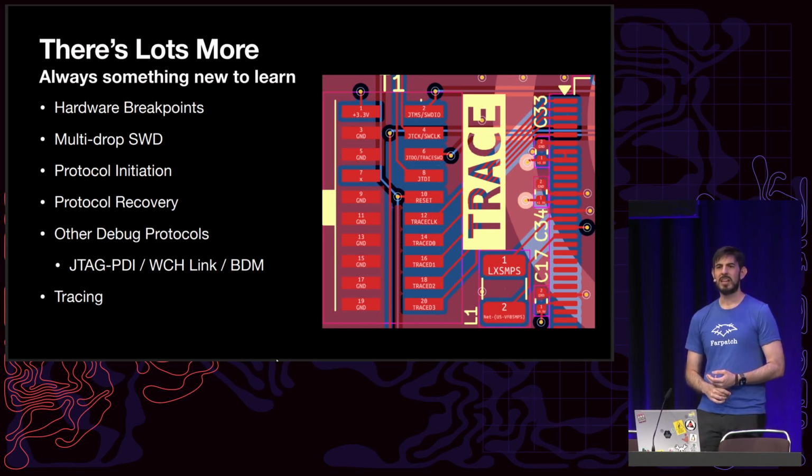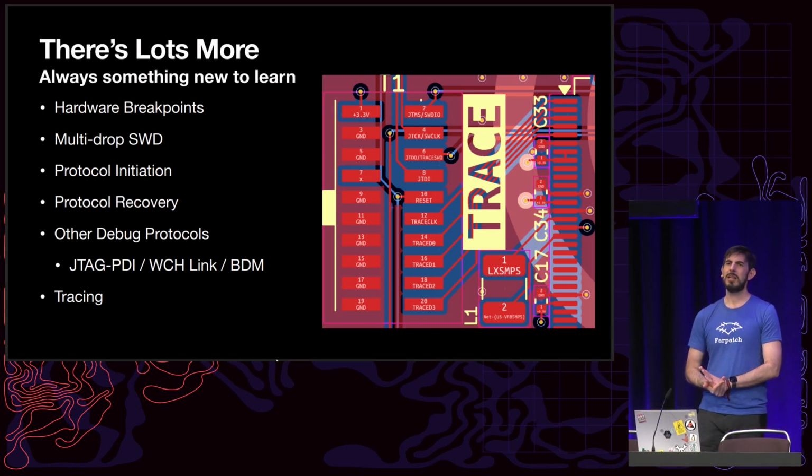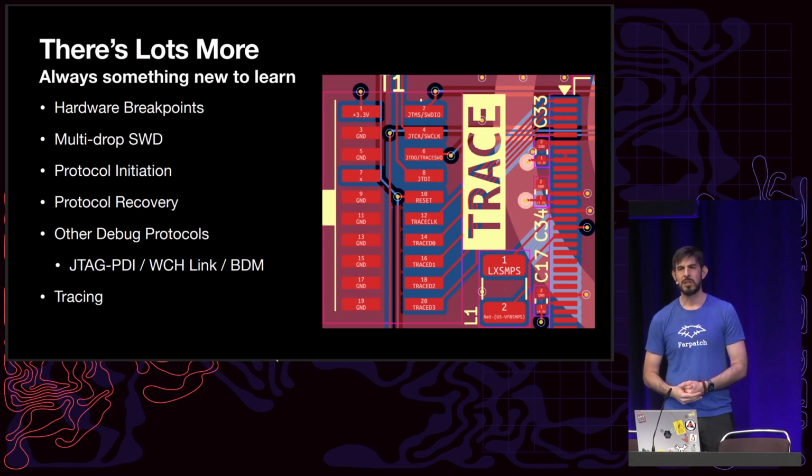We also didn't talk about any other debug protocols. There's JTAG PDI, which is how you do JTAG to AVR chips. There's WCH Link, which is how you do a one-wire debug to some of the very cheap CH32, the very cheap 20-cent microcontrollers. BDM is the background debug mode that NXP has for their little 8-bit microcontrollers. There's lots more available out there. But anytime you encounter a new protocol, just ask yourself if you have those 8 things that we talked about earlier, to let you know if it's even feasible to get debugging set up.